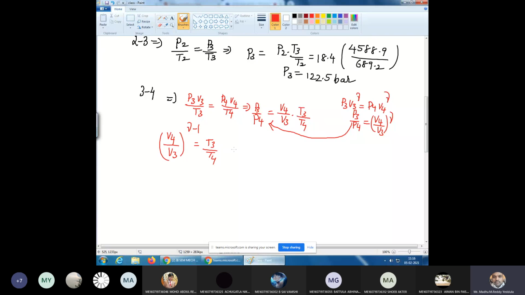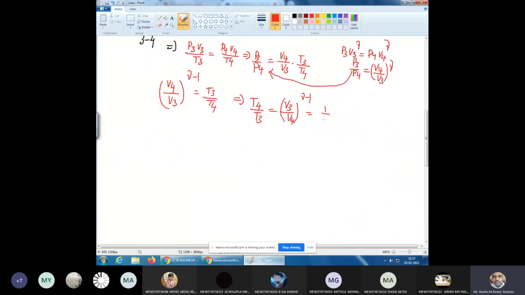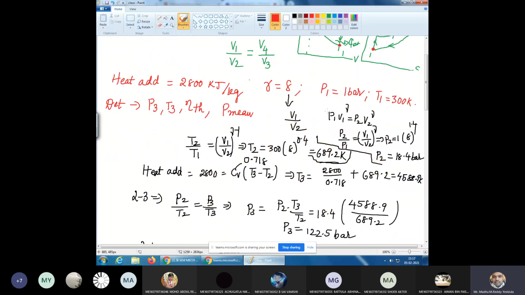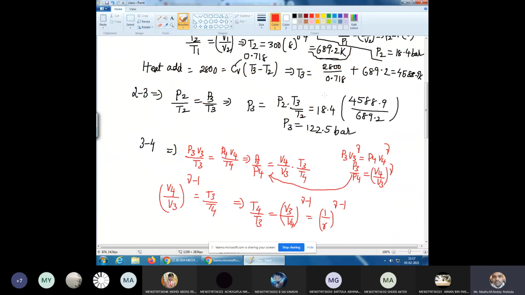So from this T3 value, I know, T4 I want. So T4 by T3 I can write as the reciprocal, V3 by V4 whole power gamma minus 1. What is V3 by V4? V3 by V4 is the start of expansion by the end of expansion. That value is 1 by R power gamma minus 1. R value is given, it is 8. So therefore, T4 is equal to T3. How much did we get?